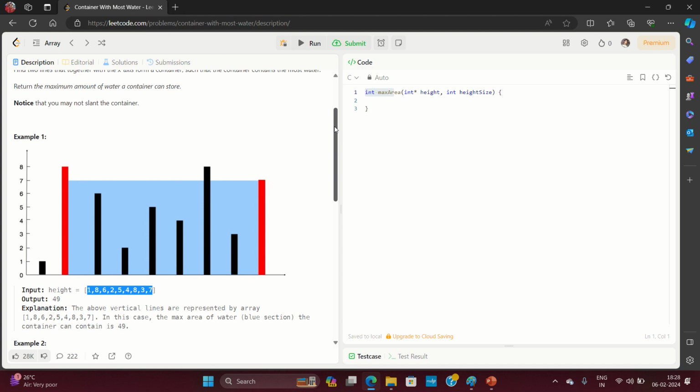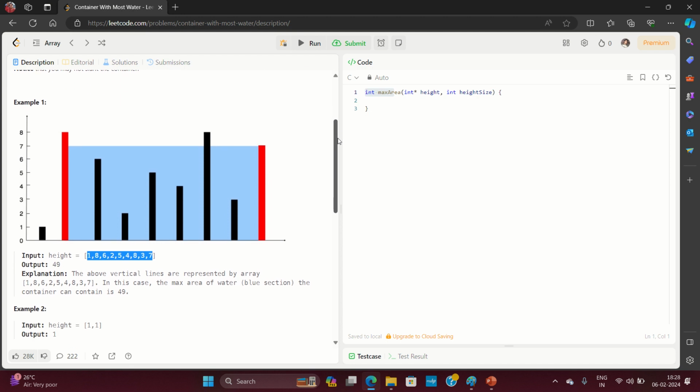Say for the example one that is given, you are given a height array with the first slab having a height of 1, then 8, whatever be the unit. You can consider it as centimeter or foot, whatever is your convenience. So numerically, by magnitude, this has a height of 1 unit, this 8 unit, 6 unit, 2 unit, and so on.